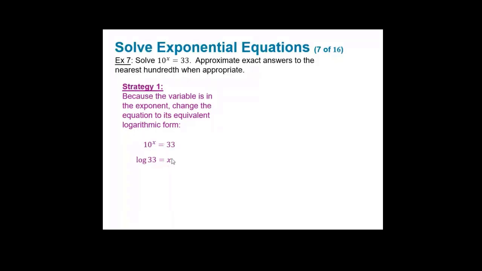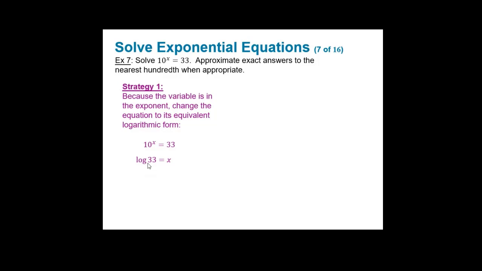But notice, this makes x all by itself now. How convenient is that? Because that's what we were trying to solve for. So just applying this definition solved for x. And now we just have to put log of 33 in our calculator. So go ahead and put in log of 33 and round to the nearest hundredth, which is 2 decimal places.